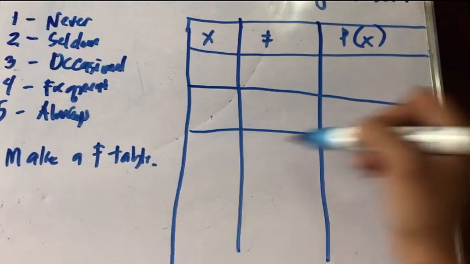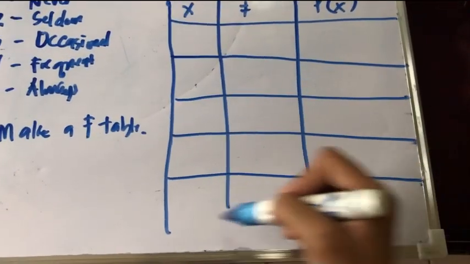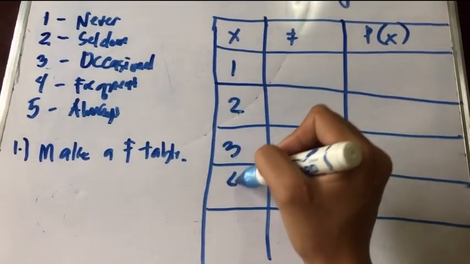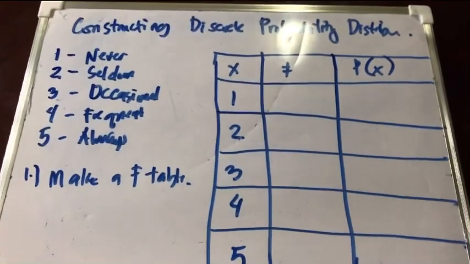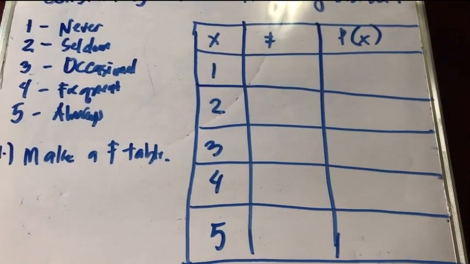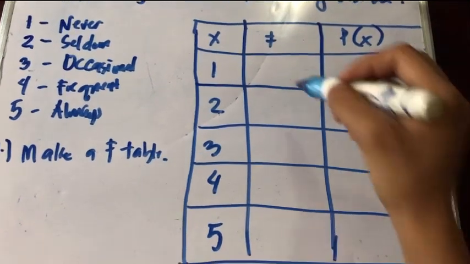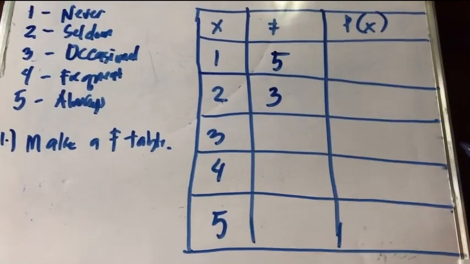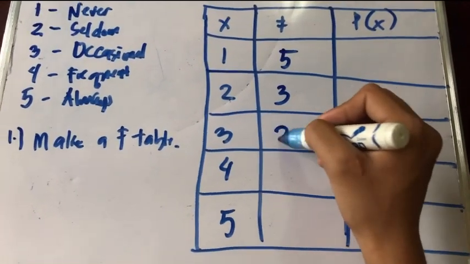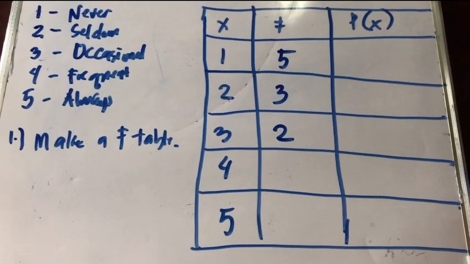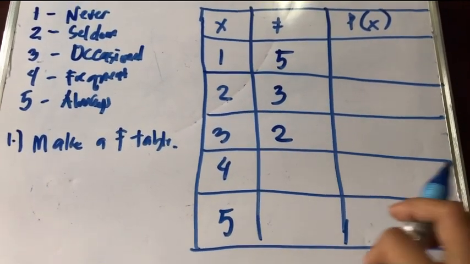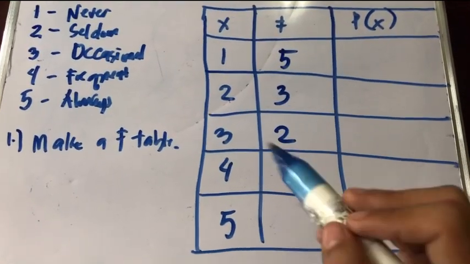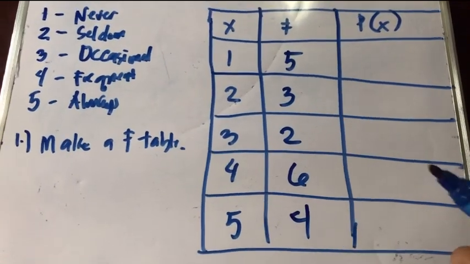We have here 5 random variables, 5 variables assigned. We have 1, 2, 3, 4, 5. So there are 20 respondents again. After gathering your data, you have found out that 5 said that they never love partying. 3 said that they seldom love partying. 2 said that they occasionally love partying, and then 4 said that they frequently love partying, and then 6 said rather, and then 4 said that they always love partying.